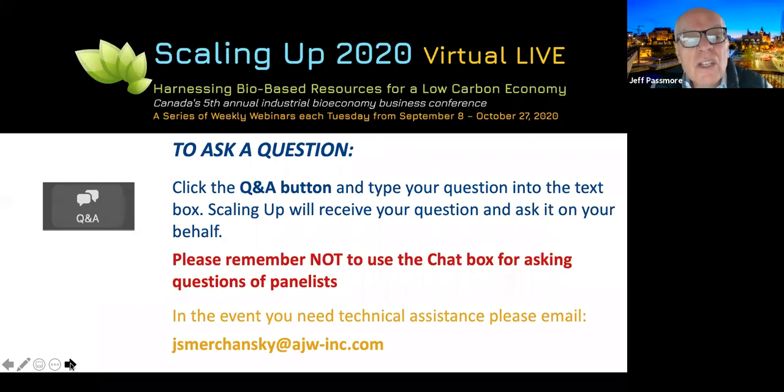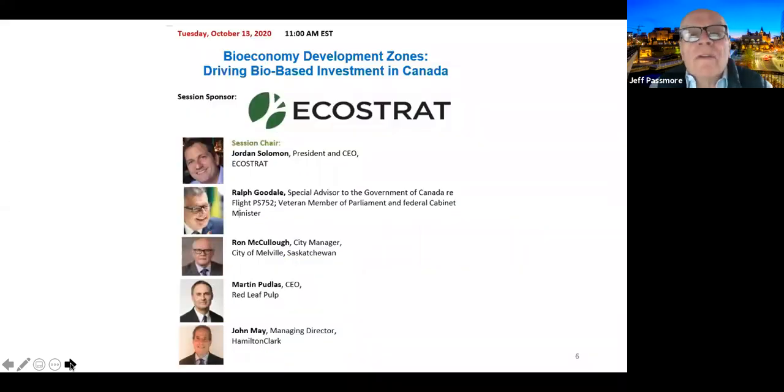Now, speaking of today's session, bioeconomy development zones, driving bio-based investment in Canada. We've got a wonderful panel, starting with a little bit different speaking order than you'll see there on the slide, but Ron McCullough, the city manager of Melville, will start off, followed by Martin Pudlas, the CEO of Red Leaf Pulp. Ralph Goodale, a veteran member of Parliament and former federal cabinet minister for energy, finance, and perhaps most important to this webinar, agriculture. And John May, the managing director at HamiltonClark. More detailed bios are available on the website.